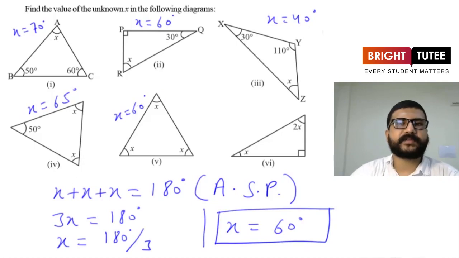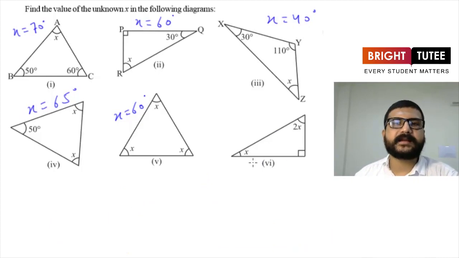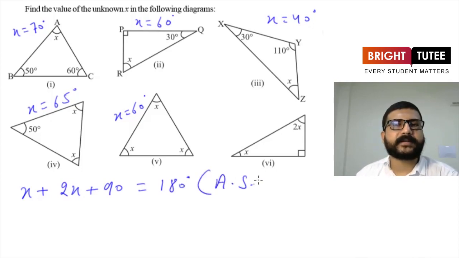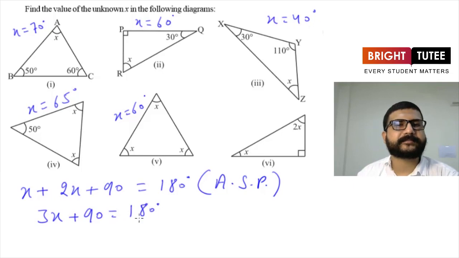Now the last part of the question, here two angles are unknown and one of the angles is marked as a right angle, which is 90 degrees. Now again by using angle sum property, we can find the sum of the three angles, that is x plus 2x plus 90 is equal to 180 degrees. This is again by angle sum property. Now we can simplify this equation. We will get x plus 2x will give us 3x plus 90 is equal to 180 degrees.